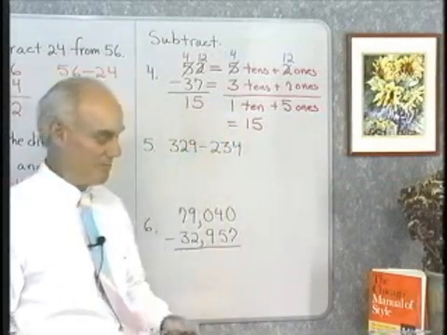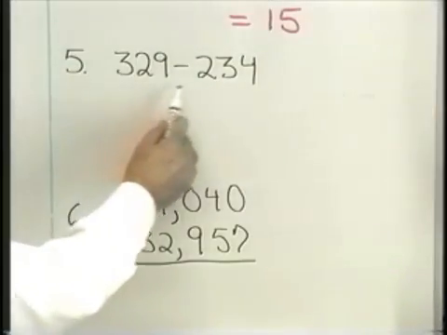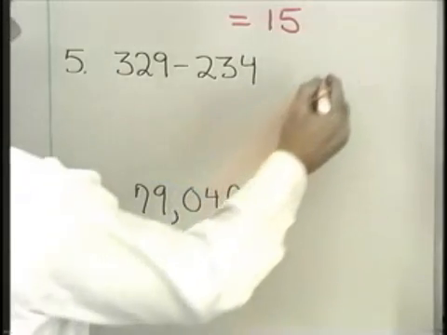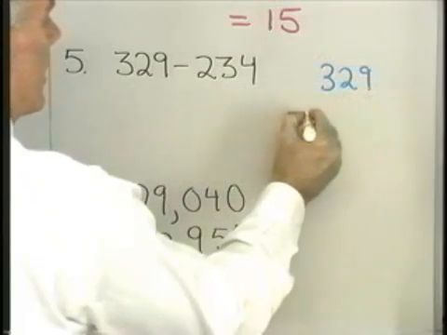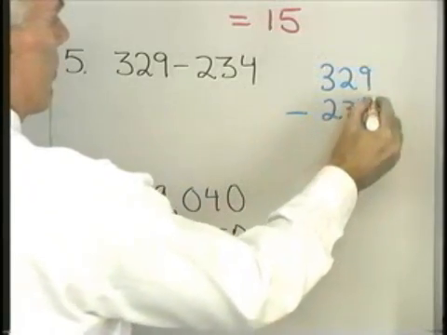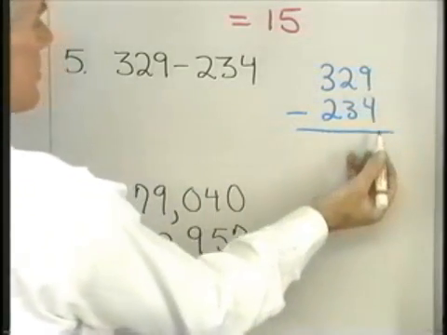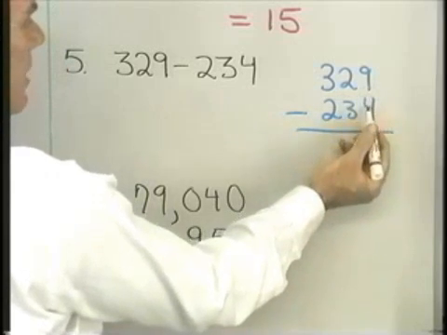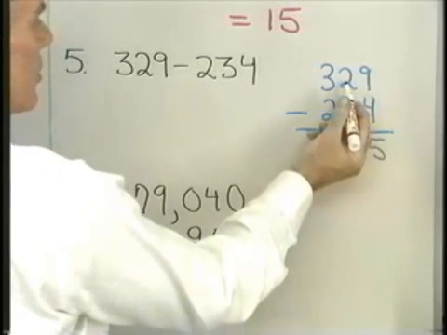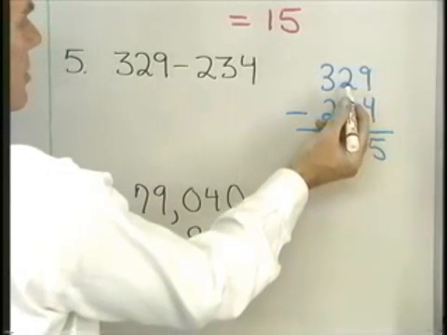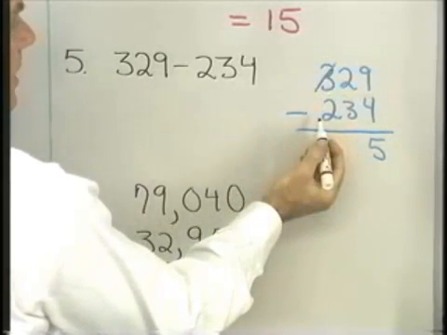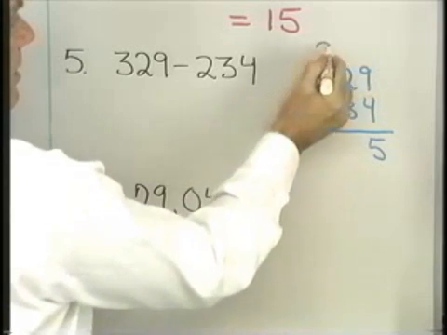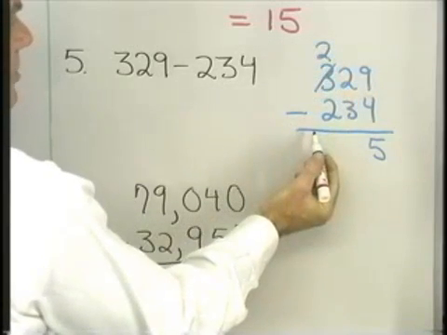Let's try another problem. Problem 5, I have 329 minus 234. Let's write this in column form over here. 329 minus 234. Now, subtracting columns, starting in the ones column, 9 subtract 4 is 5. 2 subtract 3 I can't do because 2 is less than 3. I go to the next column over, the hundreds column. I have 3 hundreds right here. I borrow one of them, so that leaves me with 2.